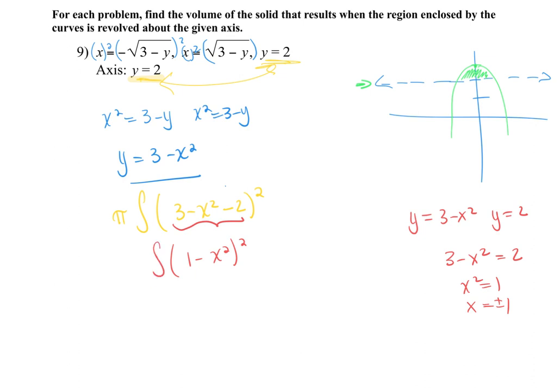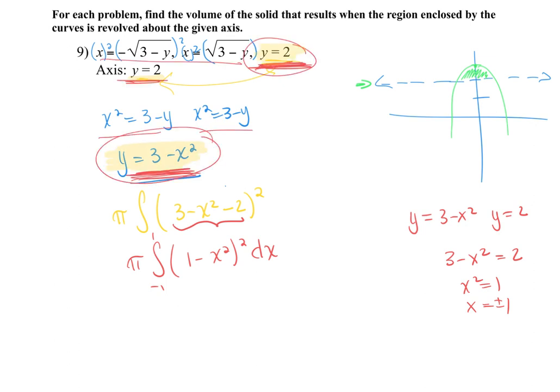And so my boundaries for this are going to go from -1 to +1. And then again, you have to FOIL this. Take your antiderivative, plug in 1 and -1. So these are my two boundaries, my two functions, right? Y equals 2 and y equals 3 minus x squared. Okay, those are my boundaries.